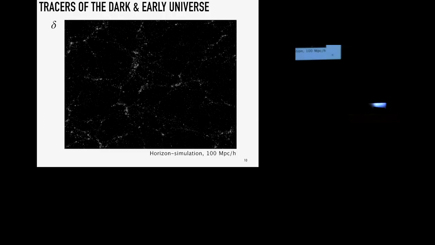The way that we do this, and this is a simulation of the universe called the Horizon simulation that I'll show on a few occasions today, is that we map the sky. First of all, we identify galaxies in the sky. Here are the galaxies, the red points. We can establish relations between their positions that are called correlations, and we can model these correlations and extract cosmological information from them.